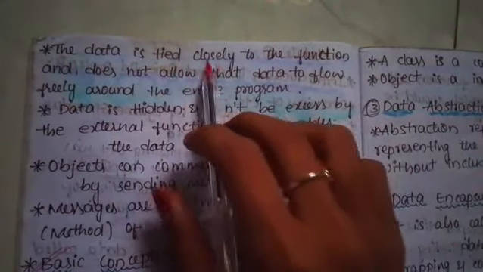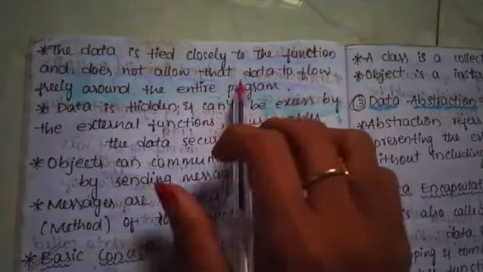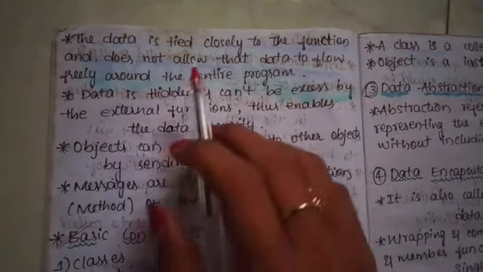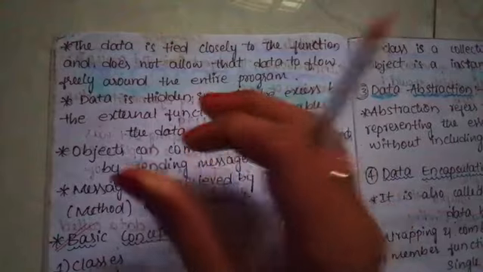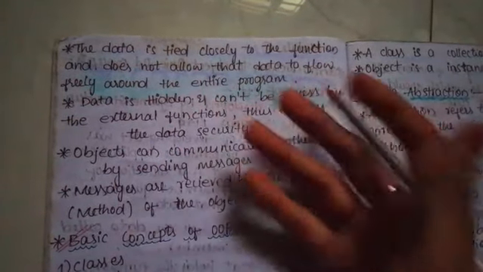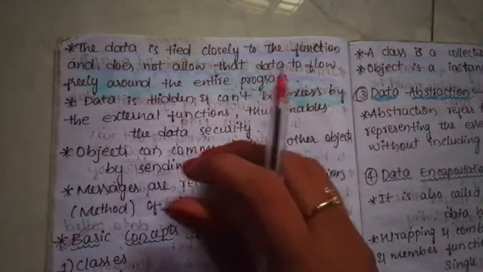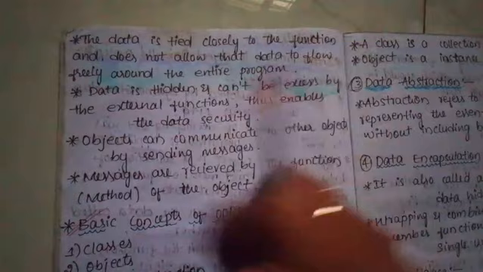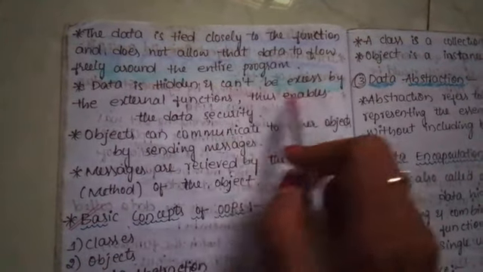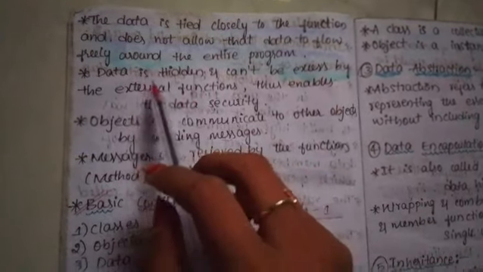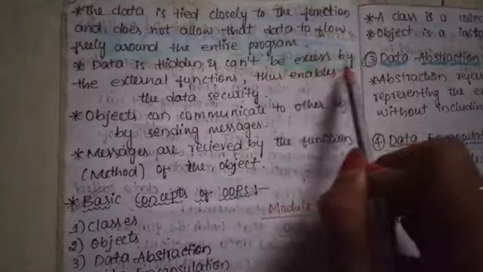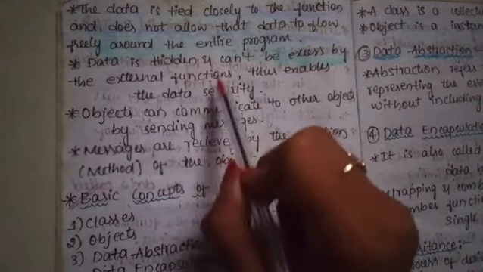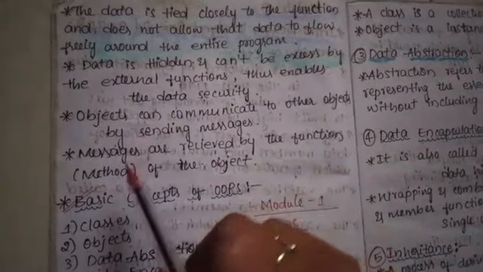In this, the data is tied closely to the function and doesn't allow the data to flow freely around the entire program. You can see that in the previous diagram. That means it is private and doesn't allow other objects to access that data. The data is hidden and cannot be accessed by external functions. This enables data security, so we can understand that data security is there in C++.